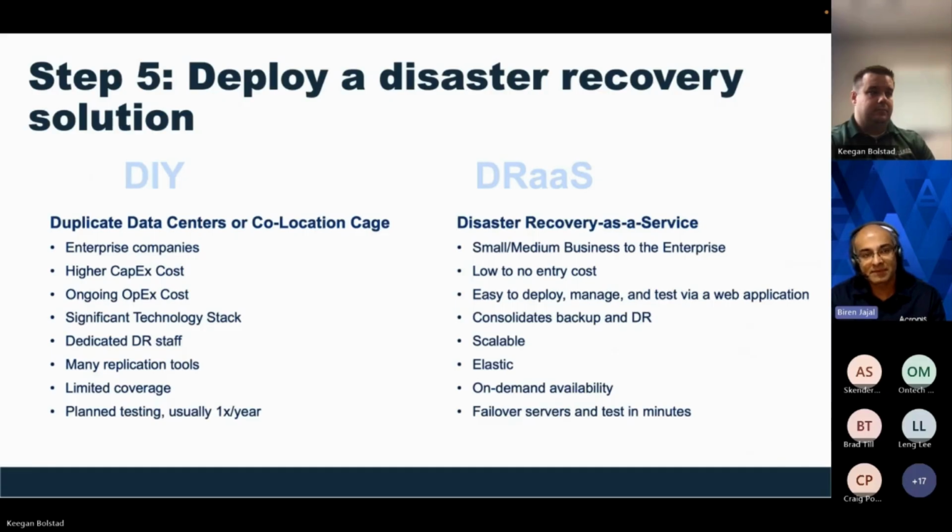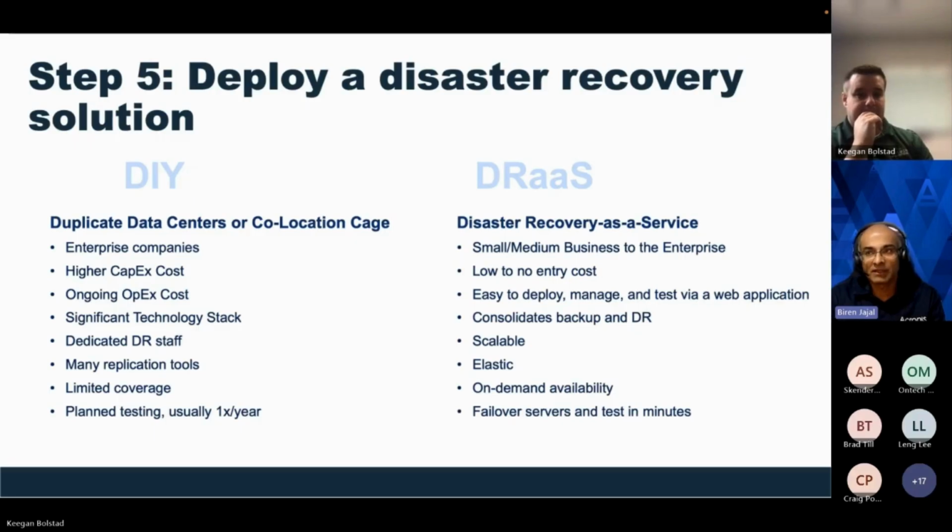Once you go through these steps, then you can go ahead and decide on a disaster recovery strategy that is appropriate for your organization. Traditionally, as I mentioned, disaster recovery was reserved for the large enterprise. It often involved duplicate data, a secondary site, duplicate hardware, high capital expenditure, high operational expenditure.